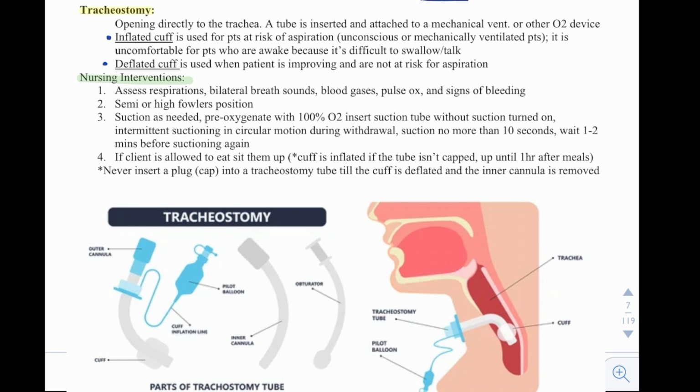We can suction as needed, pre-oxygenate with 100% oxygen, insert the suction tube without suction turned on, use intermittent suction in circular motions during withdrawal, suction no more than 10 seconds, and wait 1 to 2 minutes before suctioning again.